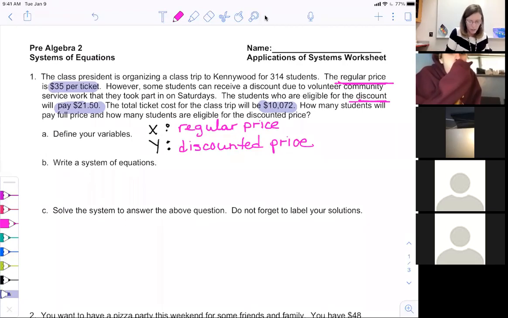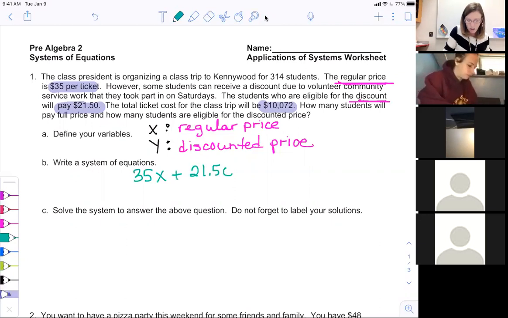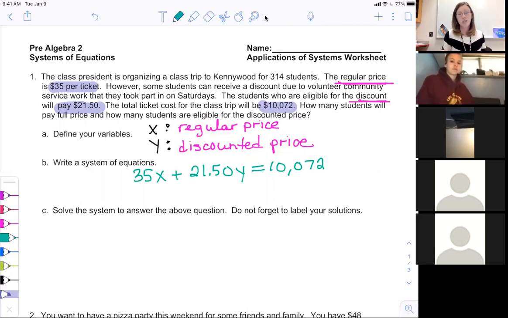We want to write an equation first to represent money. So look at the money here. Show me the money. $35 for a regular ticket, $21.50 for a discounted ticket. The total amount of this trip, $10,072 for the class to go to Kennywood. I know they used to go to Cedar Point. Maybe sometime we'll get to have a class trip again.